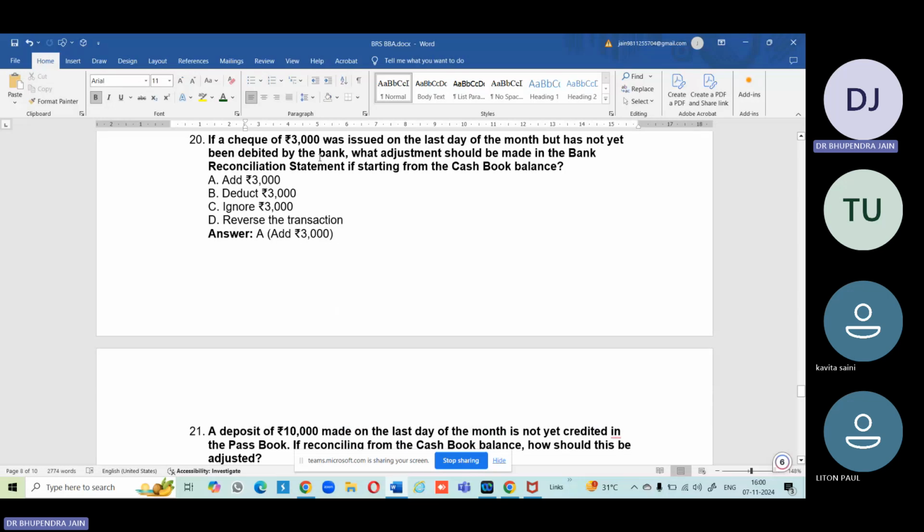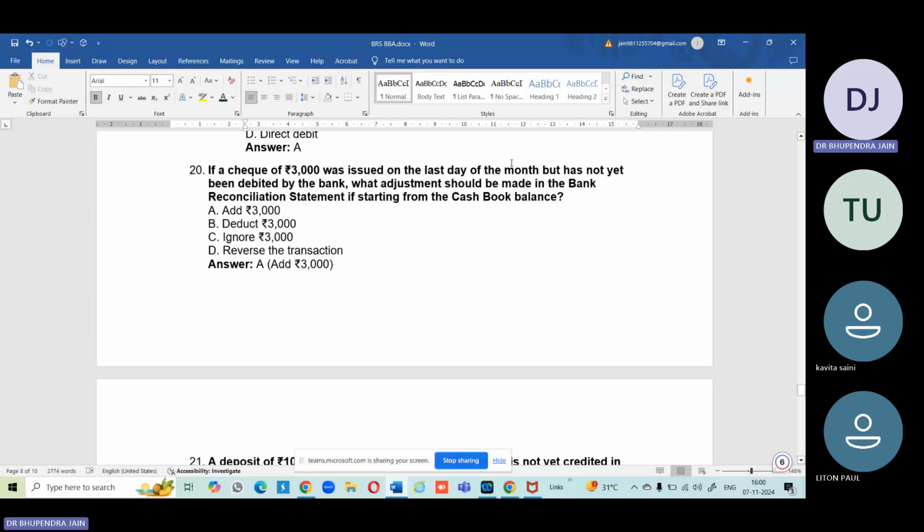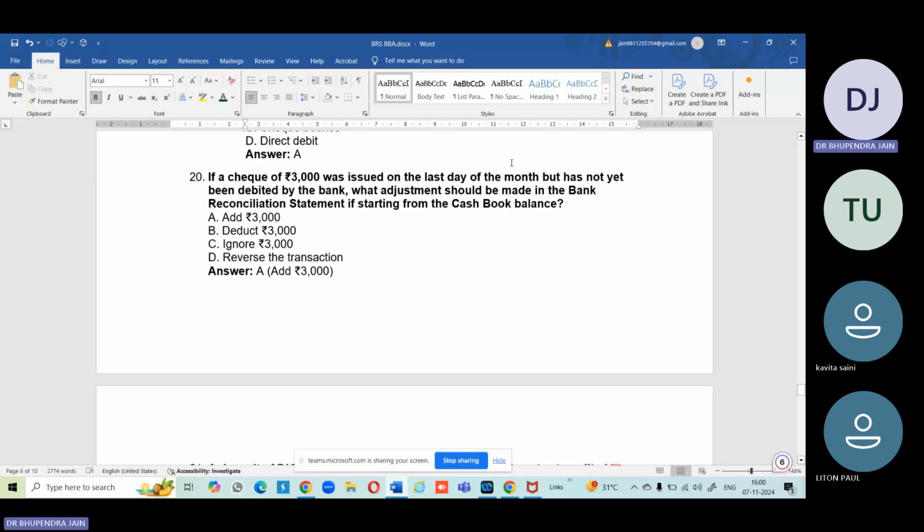A check of rupees 3,000 was issued on the last day of the month, but has not yet been debited by the bank. But adjustment should be made in the bank reconciliation statement if starting from the balance as per cash book. So beta add kar denge because we have issued the check. We have issued the check, so we have reduced the balance. Clear, bhai? But the bank has not deducted it, so definitely we will add the balance of rupees 3,000.